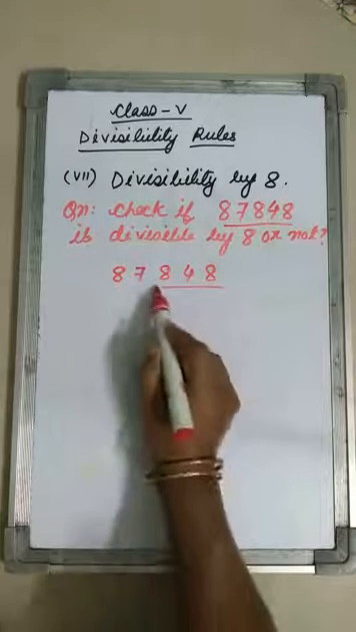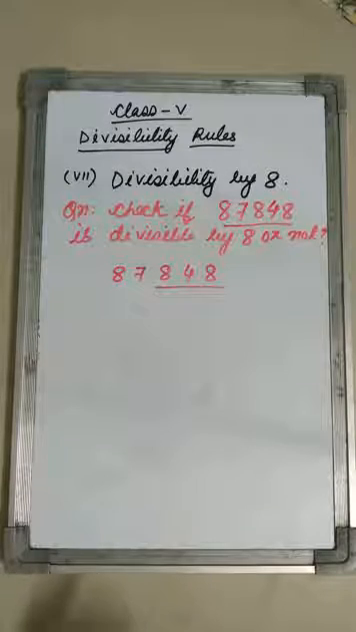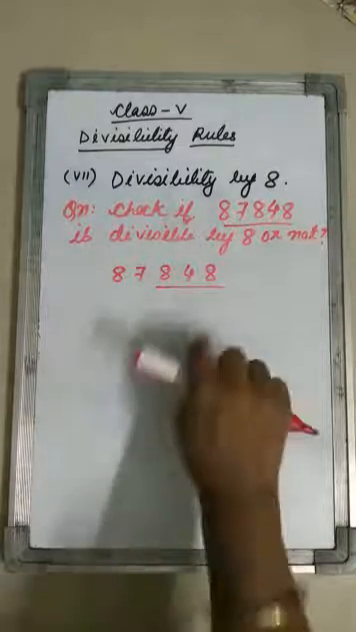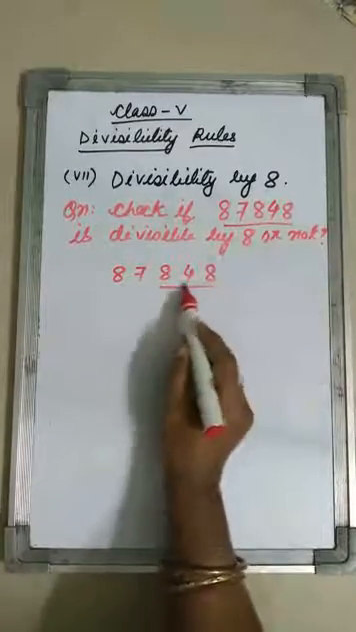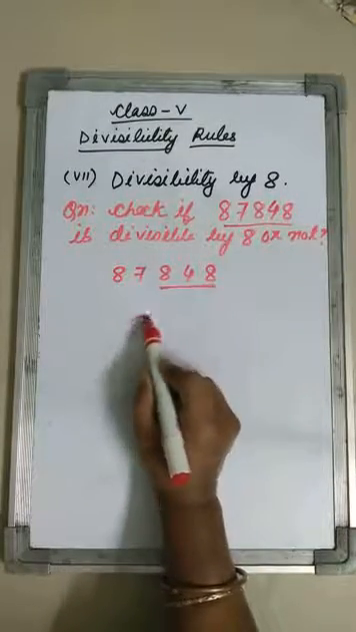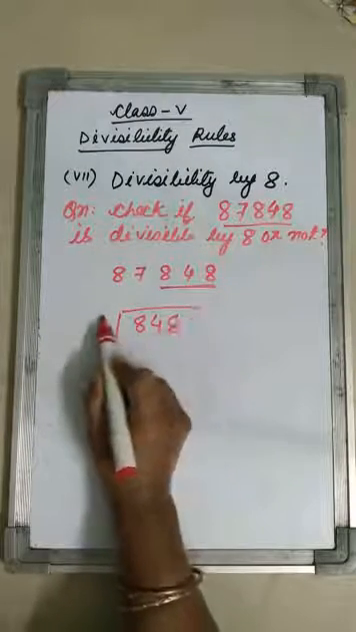What I shall do? I shall check the number which is formed by the last three digits. So the last three digits are 8, 4, 8. I shall check if it is divisible by 8.